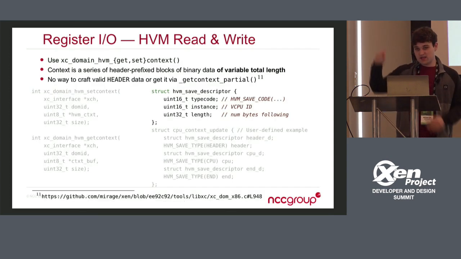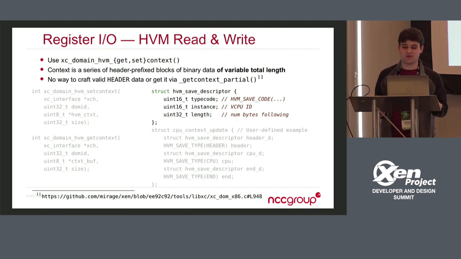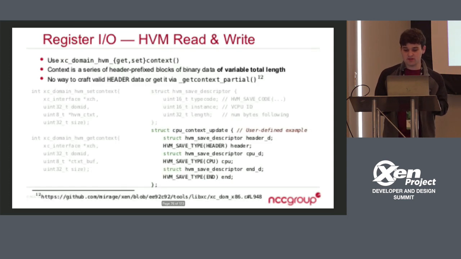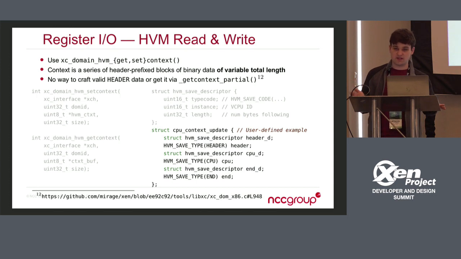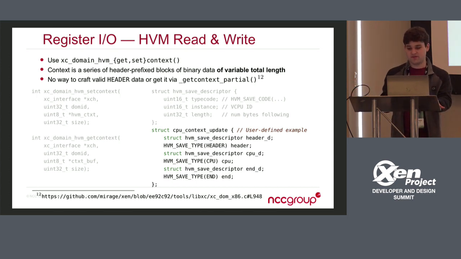And basically, each of those blocks of context data in the buffer is going to be prefixed with a header called an HVM save descriptor, with the type code, which we just saw, that's just identifying the type of data, an instance, which in this case we should think of as vCPU ID, and then length, which is equivalent to like HTTP body length. It's just the number of bytes following the header. So for instance, an update to the CPU context would look like this. This is not a struct that Xen itself defines, but that I just defined here as an example.